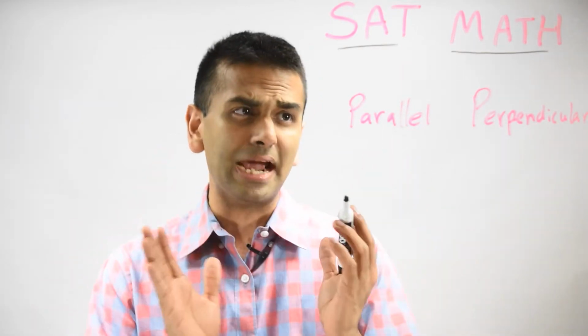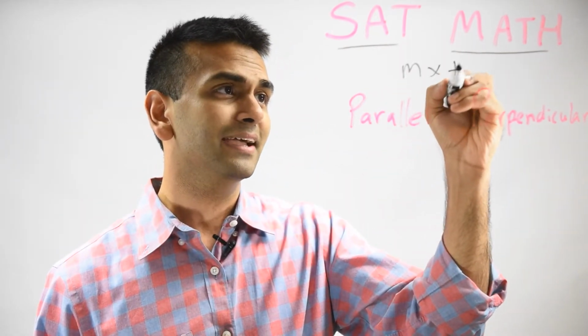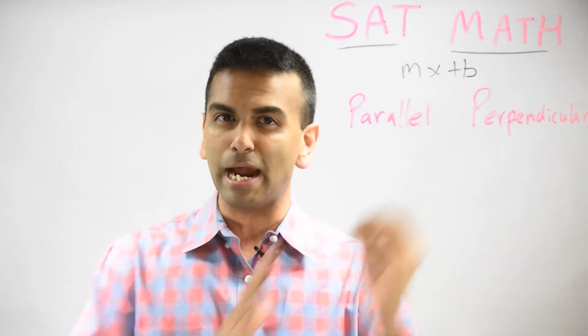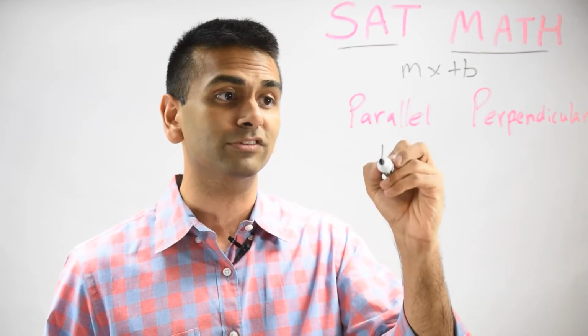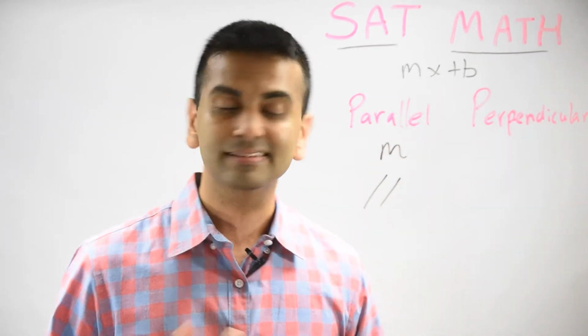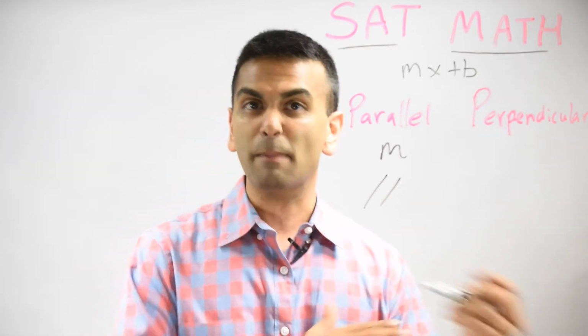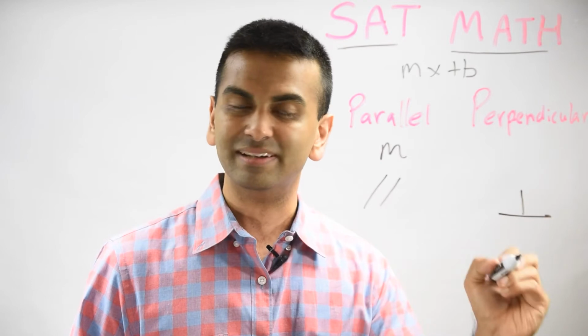Finally, the words parallel and perpendicular. If you have a line, mx plus b, and you're being told that another line is parallel to it, what that means mathematically is it has the same slope. Its slope is also that same m. And the symbol for parallel is this. If you're being told that another line is perpendicular to it, well then here's the thing, the symbol is this, perpendicular, it makes a 90 degree.